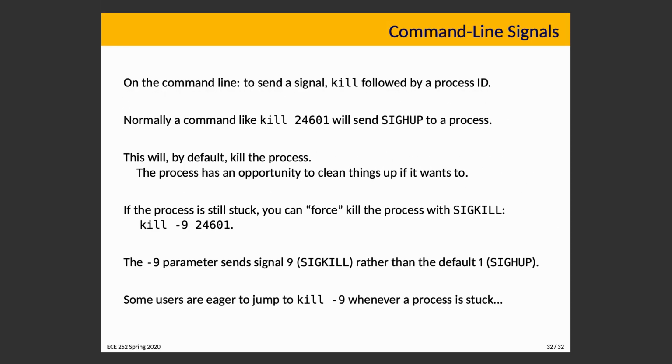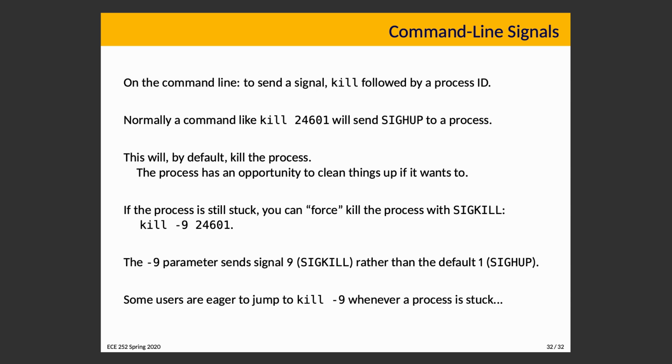On the command line, if you want to send a signal, it is the kill command, even if you want to send something other than SIGKILL. And if you don't specify which signal to send, if you just type kill 24601, it sends a signal hang up to the process. And if no handler is installed for that case, it will result in termination. The process does have the opportunity, however, to catch it and deal with it if it chooses, such as clean things up. If the process is still stuck, you can force kill the process using SIGKILL, and to do that you do kill -9, and that sends signal 9, which is SIGKILL, instead of the default.